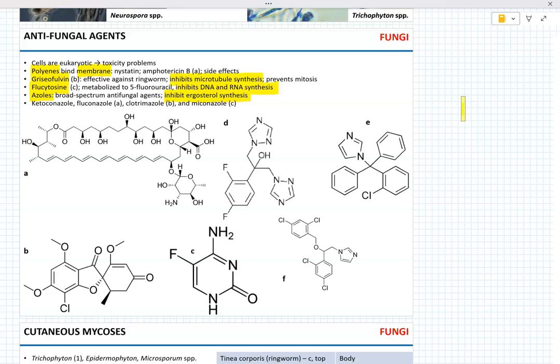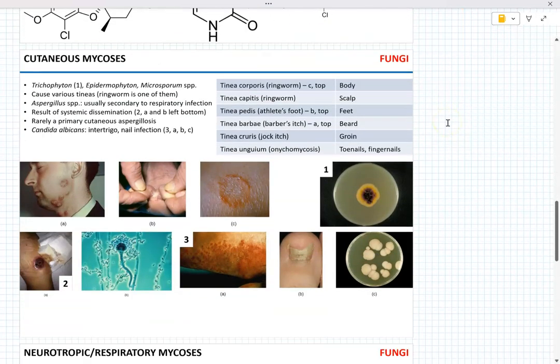Make sense so far? All right. Now, the biggest challenge in treating fungal infections is this. Fungi are eukaryotes, and so are we, right? So trying to get decent specific toxicity can be challenging. So now let's chat about some mycoses.